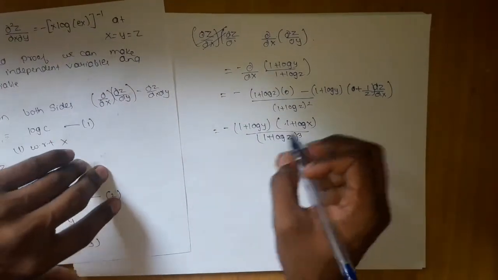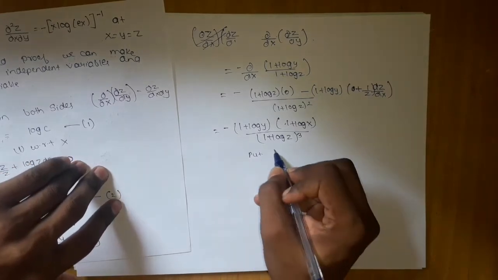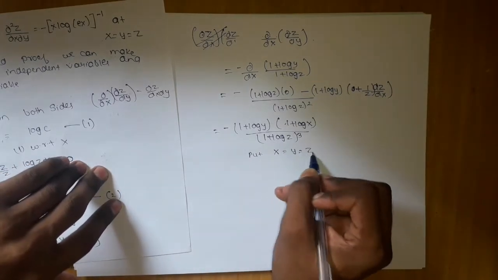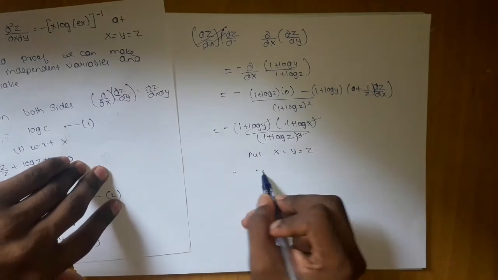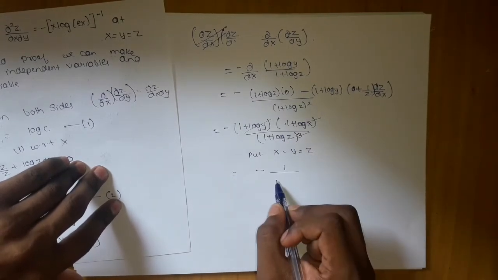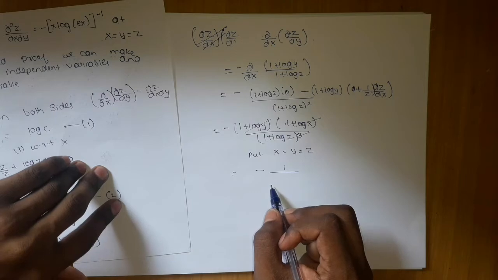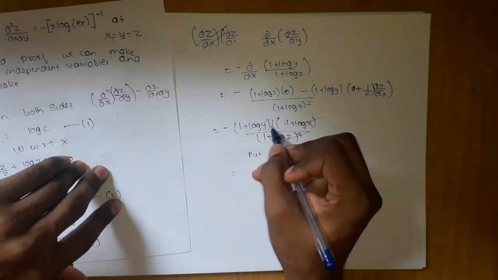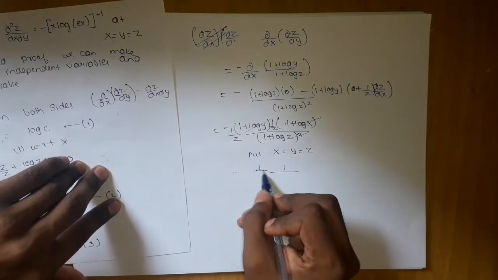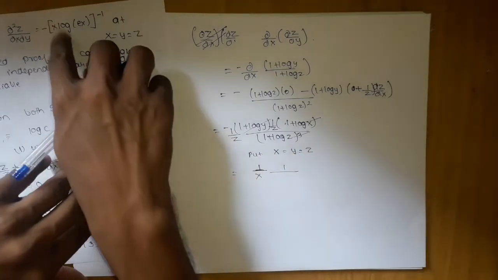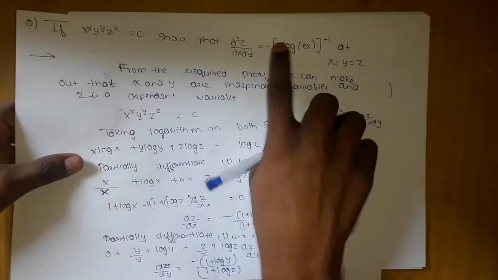Finally, putting x equals y equals z, this will cancel out and I am finally left with 1 plus 1 by z still. This will be 1 by z, and here it will be 1 by x. I am writing all in terms of x because what I want to prove is in terms of x.